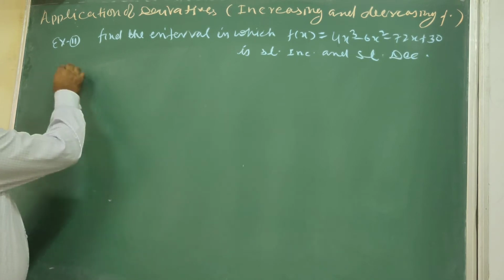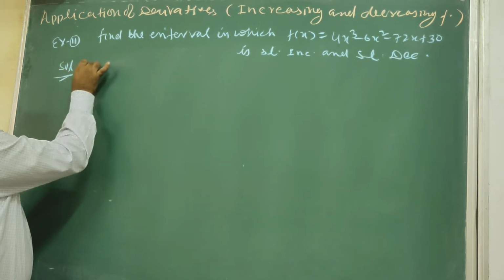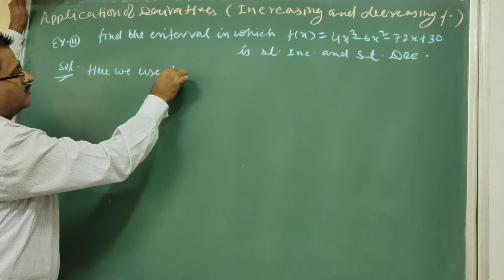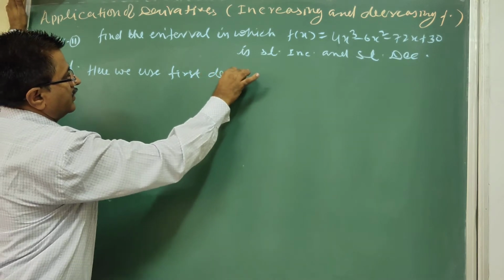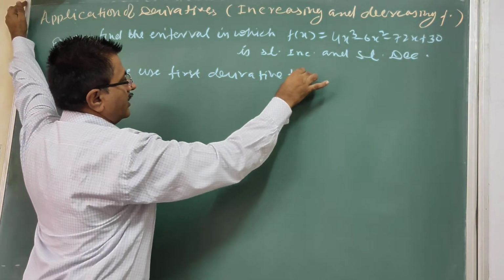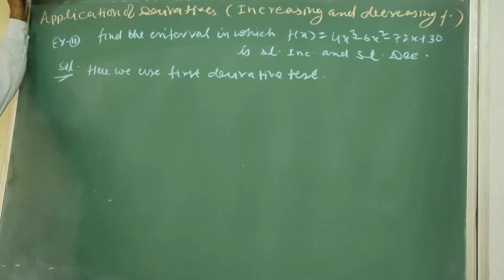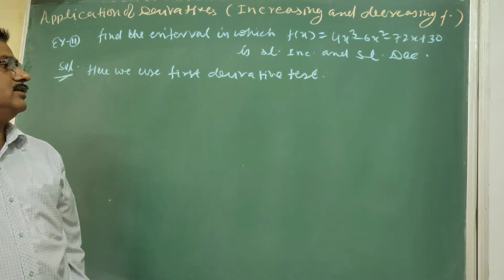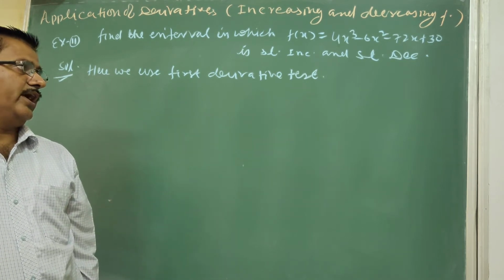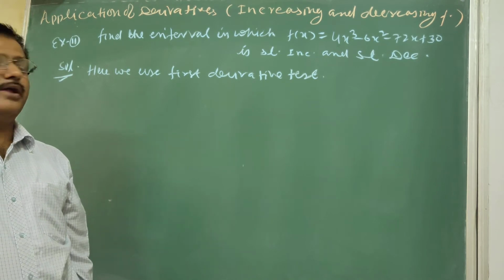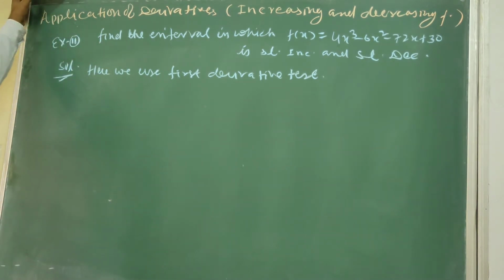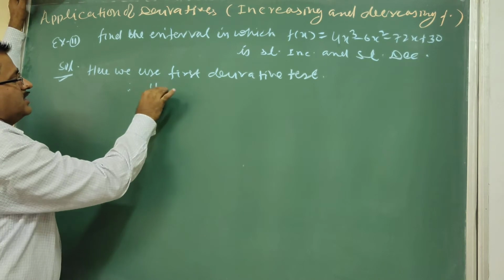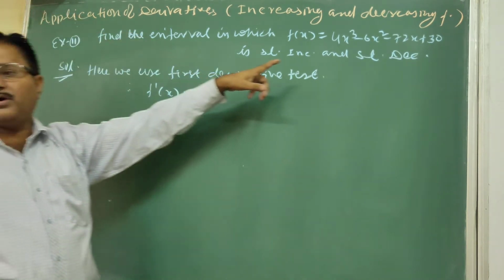So we use here the first derivative test. So in the solution, here we use the first derivative test. So already we know what is the first derivative test. You have to find the first derivative and then you have to find the points at which the derivative is 0. And then you have to divide the given interval into subintervals. Correct? So that is f dash x. So you have to find the derivative of the given function.